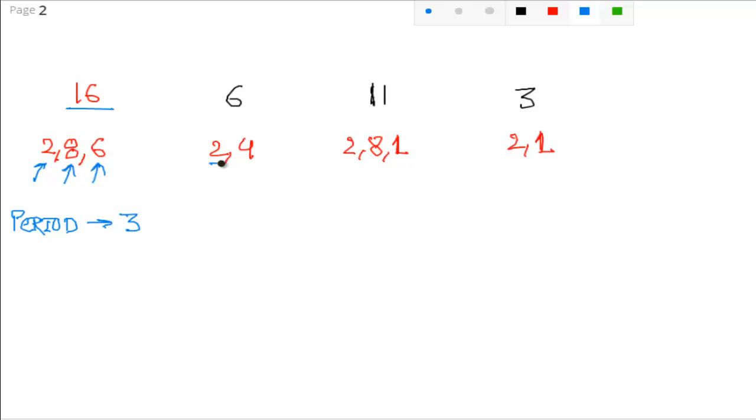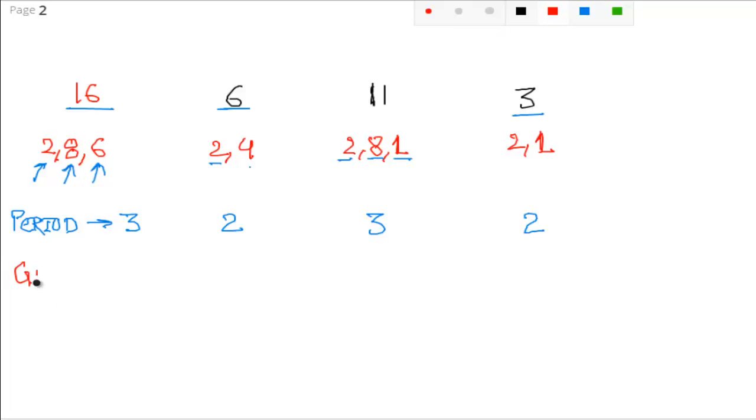Here how many shells are there? 2 shells. So this particular element having atomic number 6 belongs to which period? Second period. Here there are 3 shells, so the period in which this element is present is 3. And for the element having atomic number 3, the period will be the second period, right? Now how to find the group?